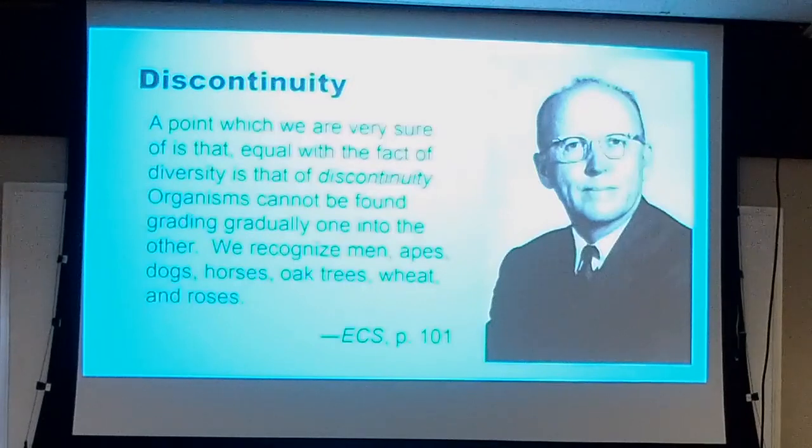Marsh says, a point which we are very sure of is that equal with the fact of diversity is that of discontinuity. Organisms cannot be found grading gradually in one into the other. We recognize men, apes, dogs, horses, oak trees, wheat, and roses. So for Marsh here, this is from his Evolution, Creation, and Science book. For Marsh, this idea of discontinuity is really important. And it's really easy to illustrate.